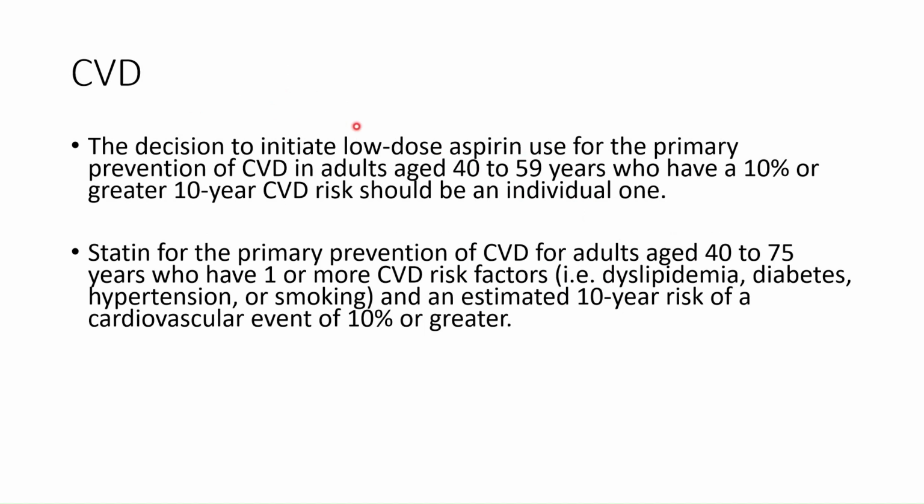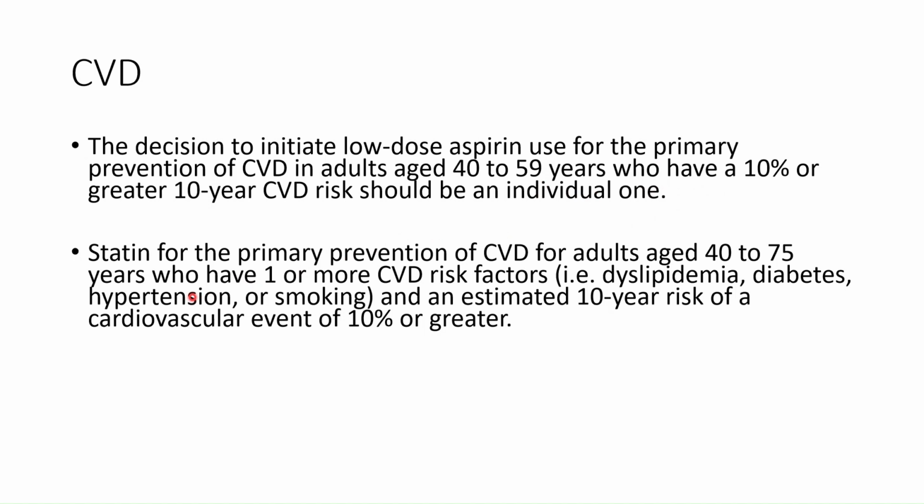So for CVD, there are two screening guidelines, though these both are different. The first guideline is about aspirin use for primary prevention of CVD. So we use it in patients who are 40 to 59 years of age and are at 10% risk of CVD, or who have greater than 10 years of CVD risk. So this low dose aspirin is totally individual based.